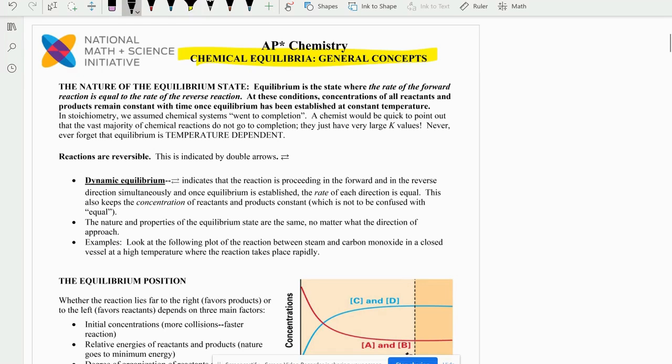At this point in chemistry, you might have been led to believe that when a chemical reaction occurs, it goes to completion. So if you look over here to the right-hand side, a generic reaction I wrote, all reactants A will form products B. Well, what if I told you that's a lie?